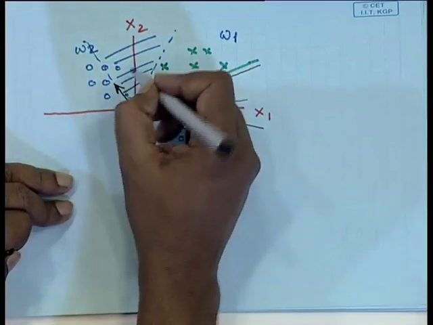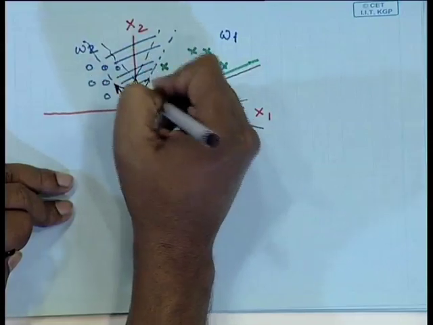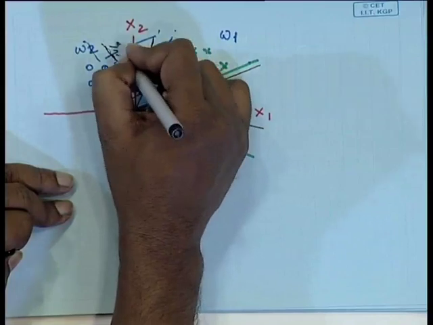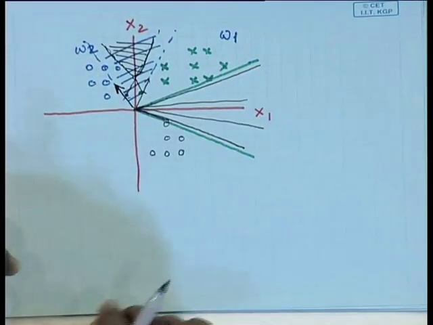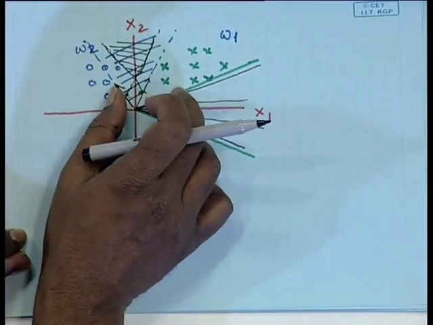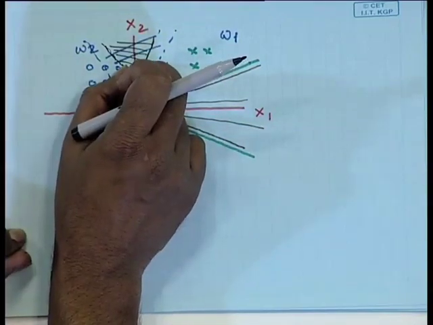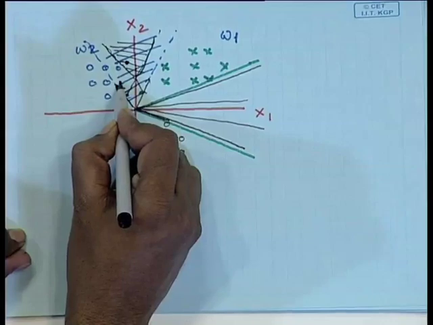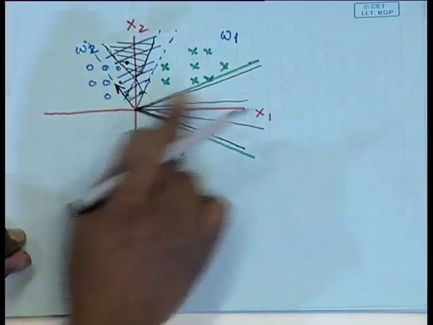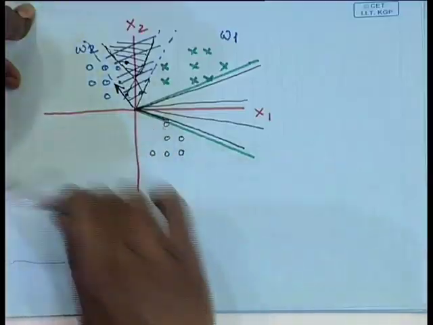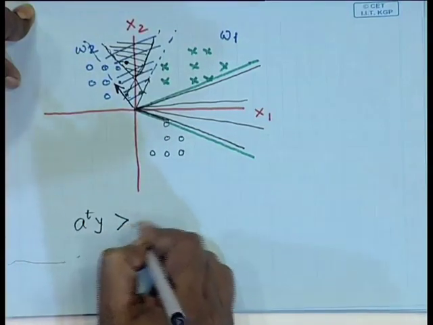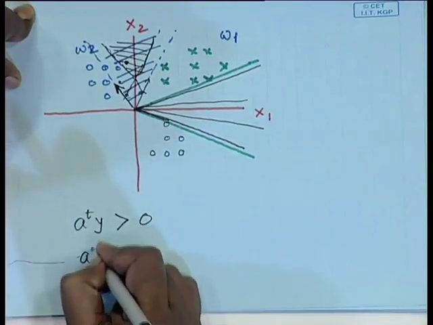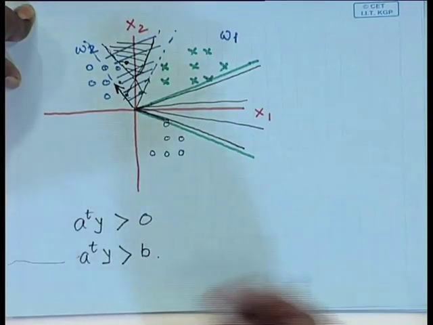If I want to do that, that means I want to restrict this solution region somewhere over here. So I do not want to be satisfied simply by A transpose y greater than 0. I want to constrain my solution region within a sub-region which is well within the solution region. That means I will be satisfied only when I get a weight vector over here, and not if I get a weight vector over here. So effectively, these decision regions are pushed inside. And I can ensure that not by the rule A transpose y greater than 0, but by putting in a margin: A transpose y is greater than some margin b, where b is a positive constant.